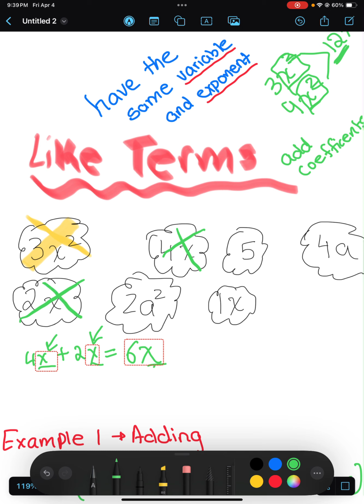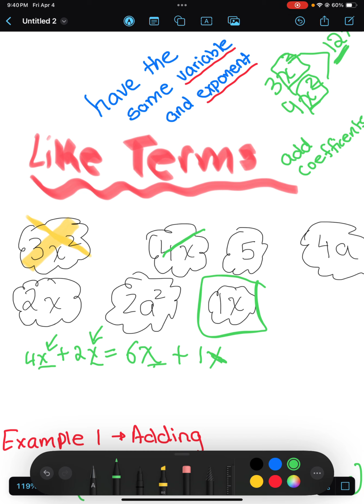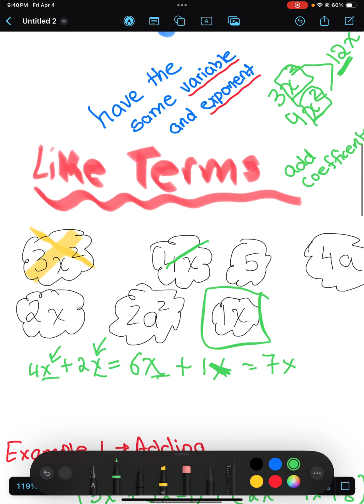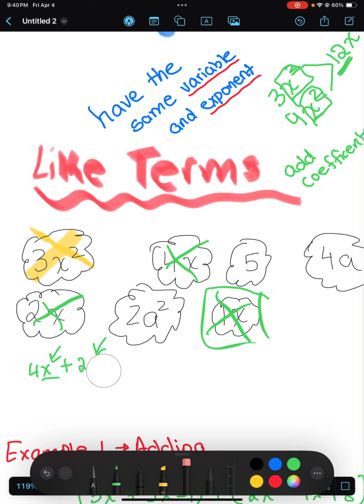Now, can I add... Oh, there's one more. I can also add this 1x because it also has the same variable and same exponent. So that gives me 7x. Okay, sorry. So then this is done, this is done, this is done. Let's move on. I'm going to erase this actually, just so there's a little bit more space.